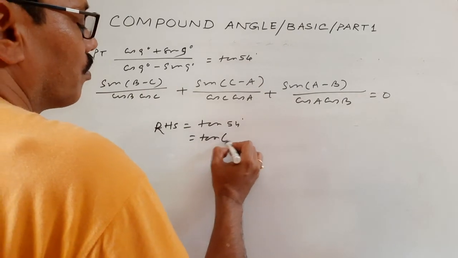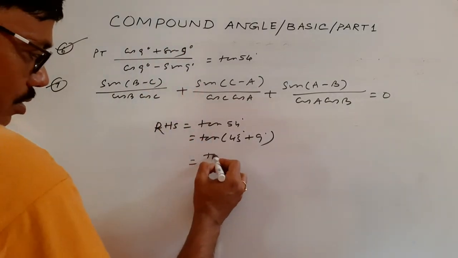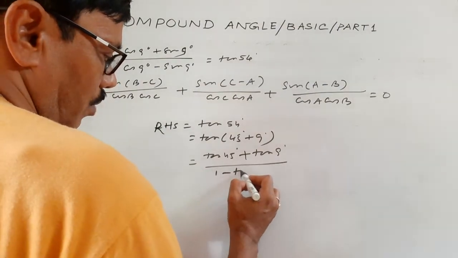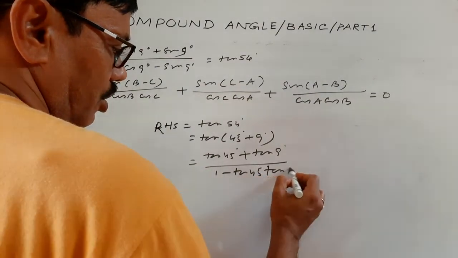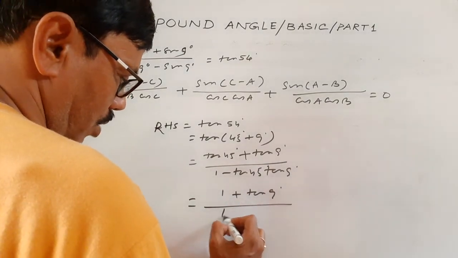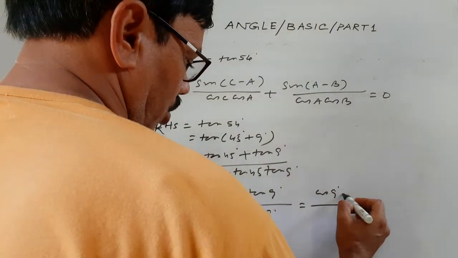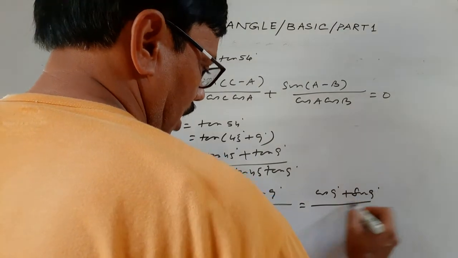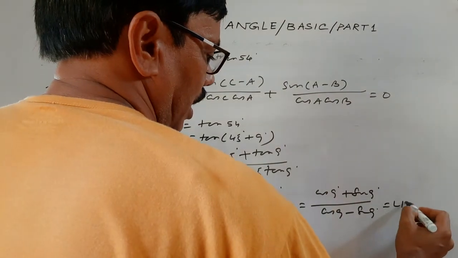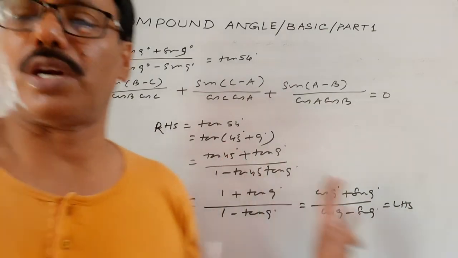So tan(45 plus 9), because it is in terms of 9. So tan 45 plus tan 9 by 1 minus tan 45 tan 9. So 1 plus tan 9 by 1 minus tan 9. And if you write in terms of sin and cos, you get cos 9 plus sin 9 by cos 9 minus sin 9 equals LHS. So this is a 1 mark problem.